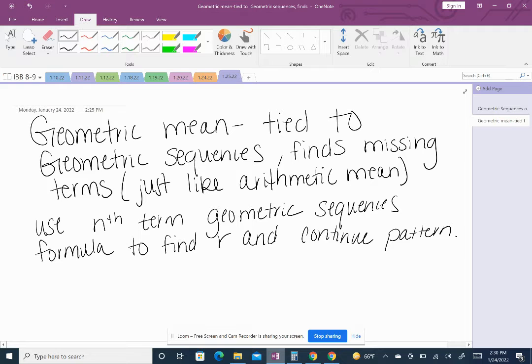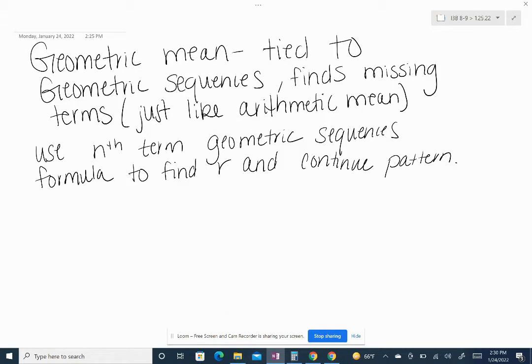So geometric mean is tied to geometric sequences. You're going to find the missing terms, just like arithmetic mean. You're going to use the nth term geometric sequence formula to find r and continue the pattern. So let's take a look.